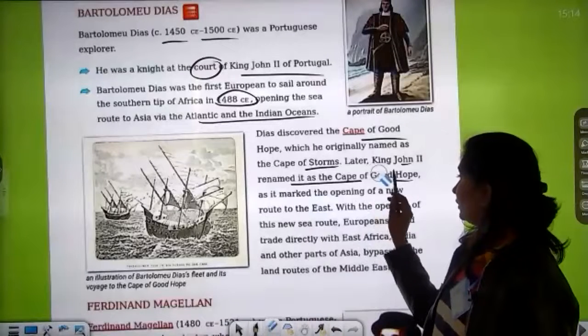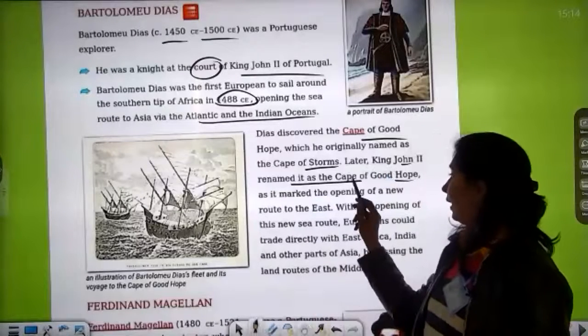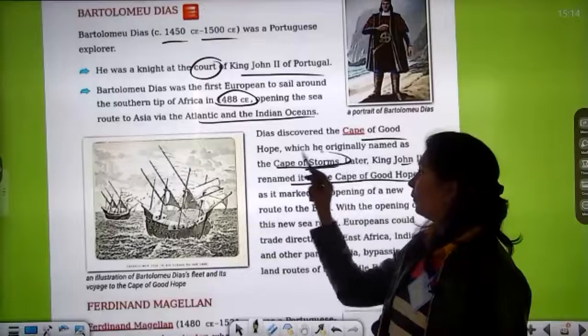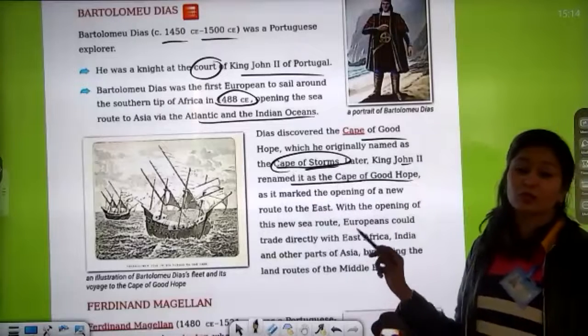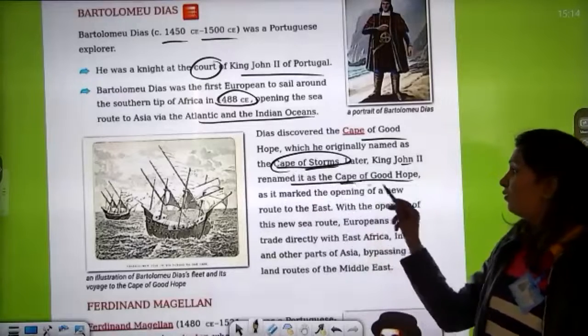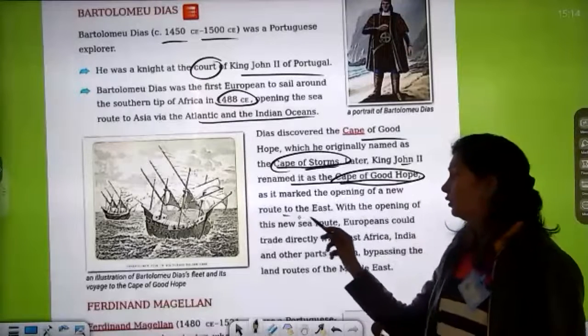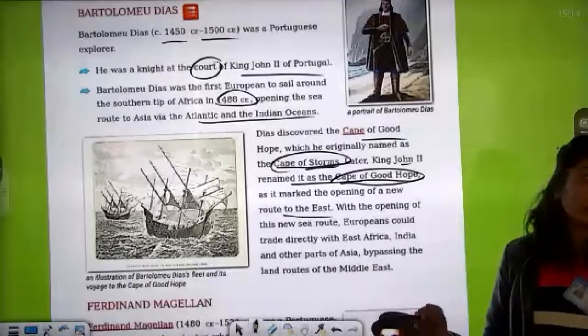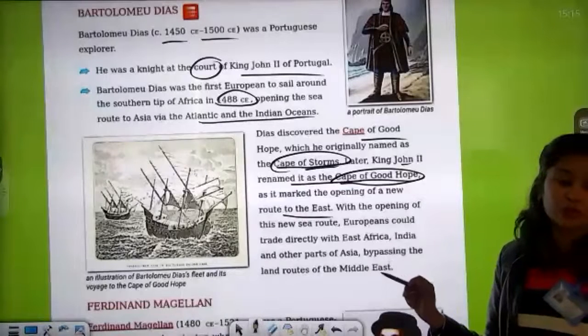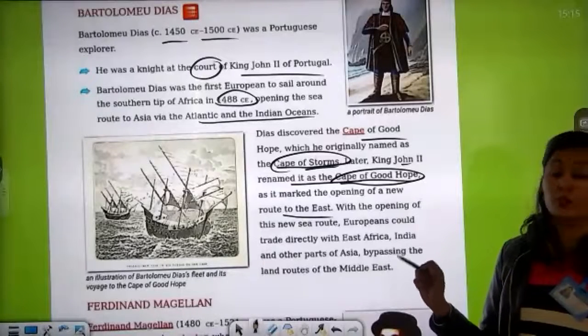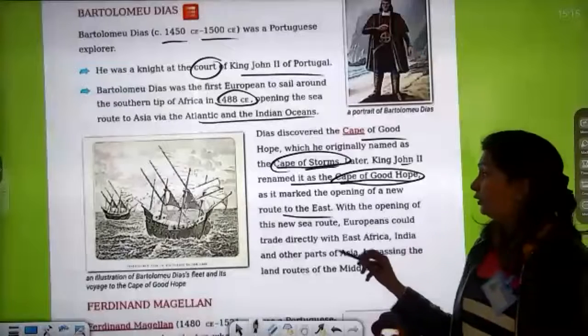Earlier what was its name? Bartholomew Dias gave it the name of Cape of Storms, and King John II renamed it as Cape of Good Hope, as it marked the opening of a new route to the east. Because why was it given the name Cape of Good Hope? Because it opened new ways to the east.